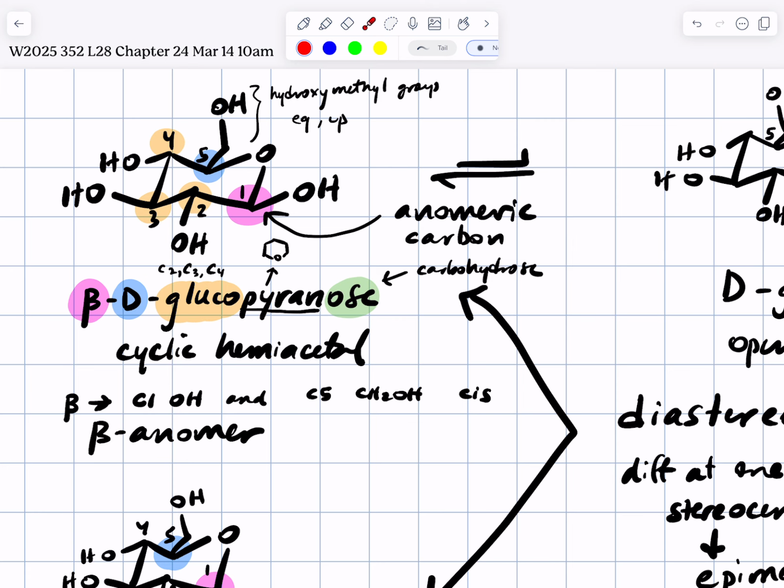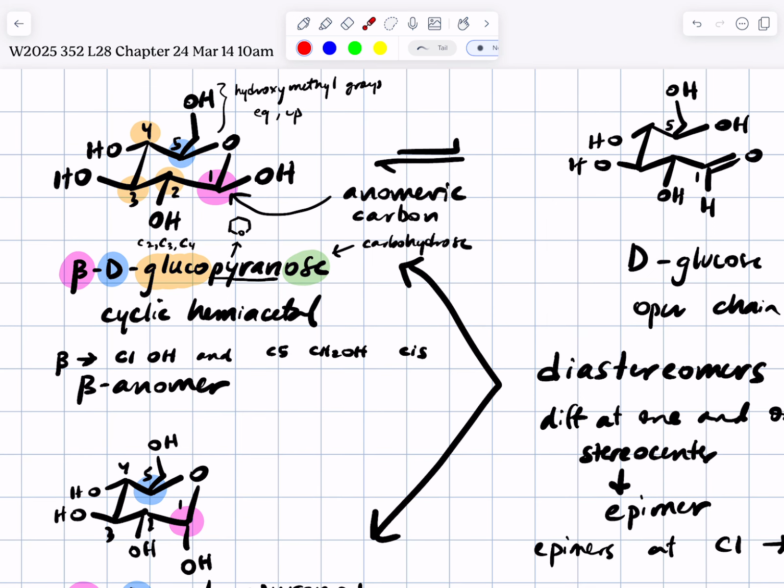So gluco is 2, 3, 4, and all of them are equatorial with the ups and downs alternating? Yep, that's right. Gluco is 2, 3, and 4 all equatorial when drawn in this most stable chair, and they're alternating down, up, down.